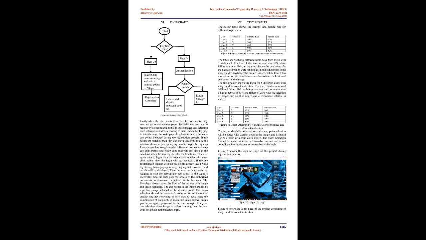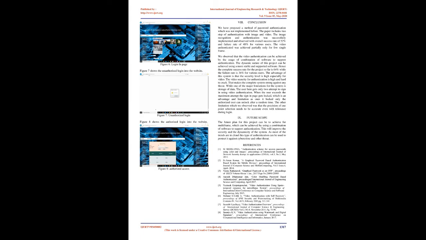If the login is successful, then the user gets access to the authorized documents to download or upload for further uses. The flowchart above shows the flow of the system with image and video signature. The cue points in the image should be selected at distinct points. The video selection should be reasonable, so the selection of interval is distinct and not confusing or very easy to hack.